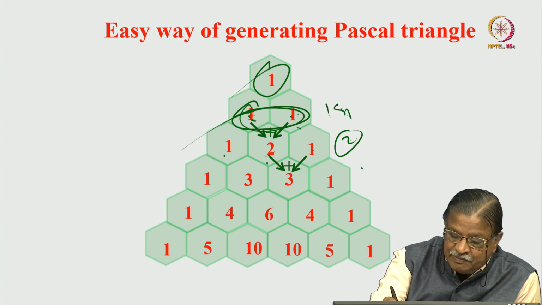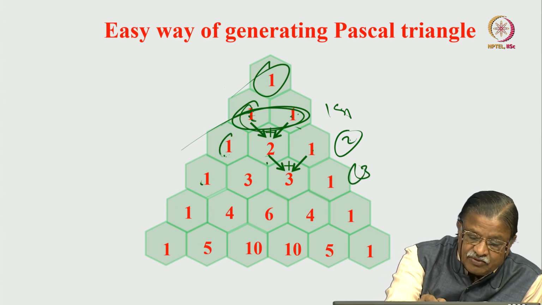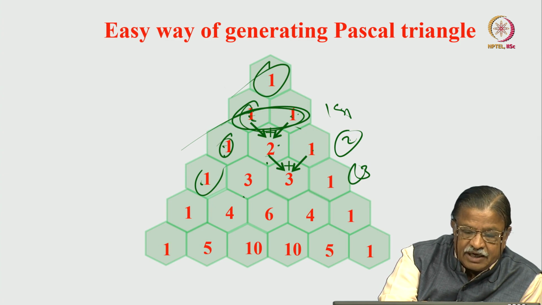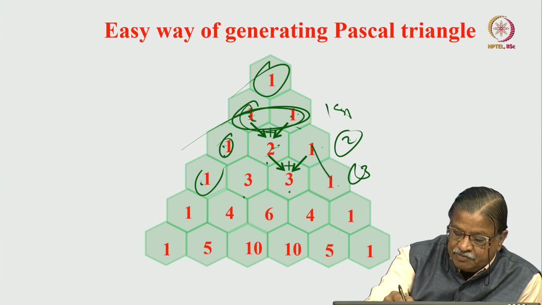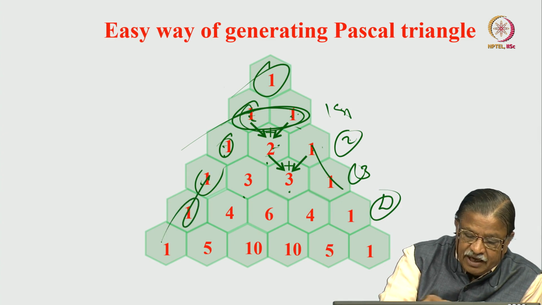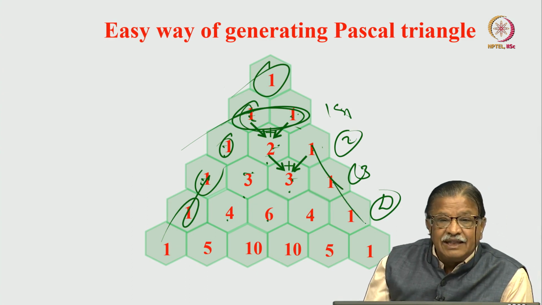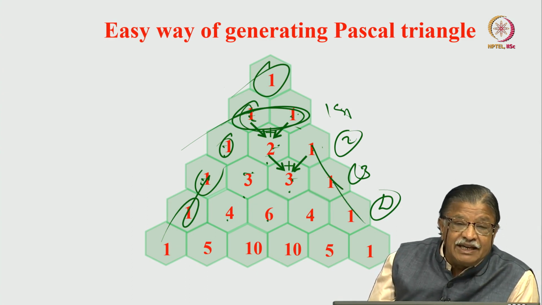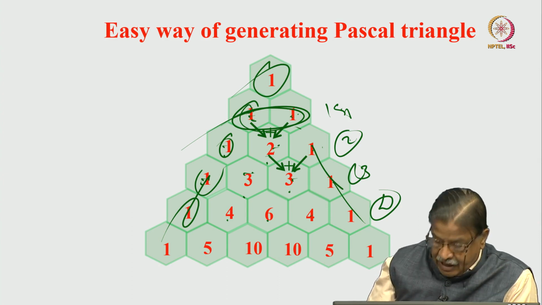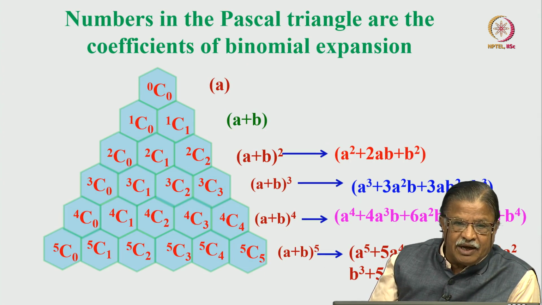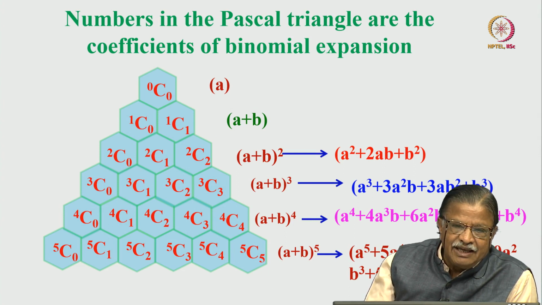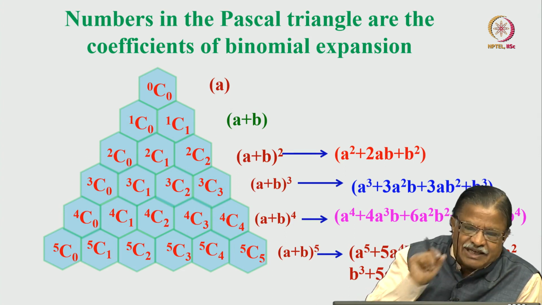If you have 3 spins, what you will do? Write this 1 here, add up these 2, 1 plus 2 is 3, add up this 1 plus 2 is 3, and put 1 here. For example, if you have 4 spins, put 1 here, add here 1 plus 3 is 4, 3 plus 3 is 6, 3 plus 1 is 4, and put 1 here. This is the way you generate the intensity pattern by looking at the Pascal triangle. Okay, this is how you arrive at it. Actually, it is a layman's way of understanding.